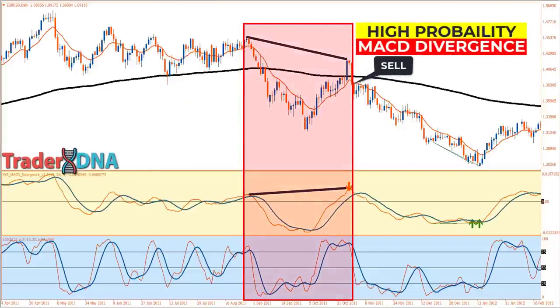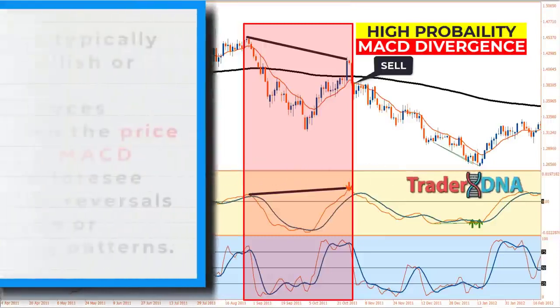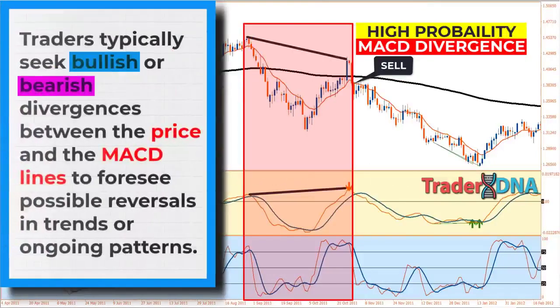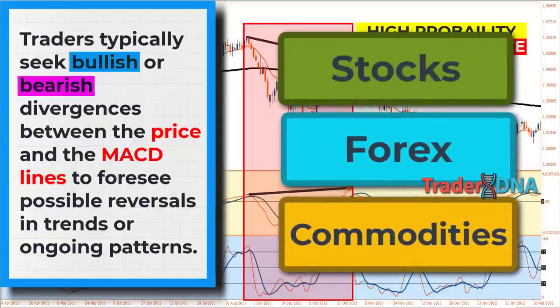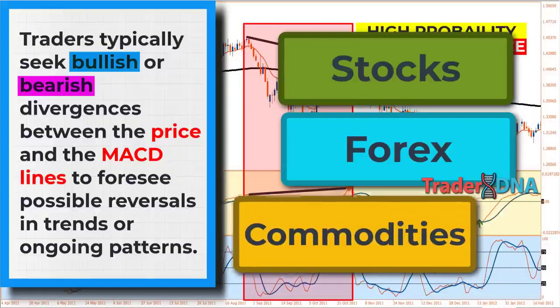Such divergence, contrasting the price motion in the MACD indicator, offers traders insights into potential shifts in trends and opportunities for making timely trades. MACD divergence strategies center on spotting these divergences and translating them into signals for trading choices. Traders typically seek bullish or bearish divergences between the price and the MACD lines to foresee possible reversals in trends or ongoing patterns. These strategies find use in diverse financial markets, including stocks, Forex, and commodities, aiding traders in informed decision-making.